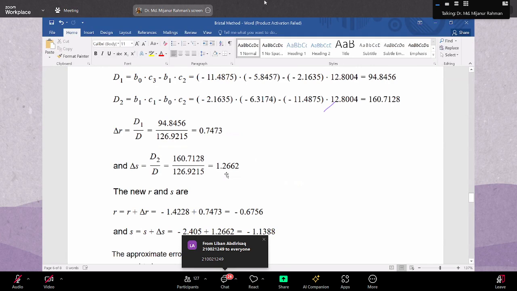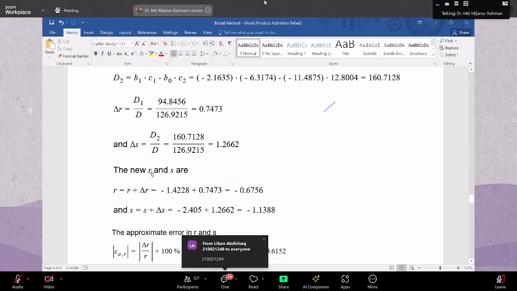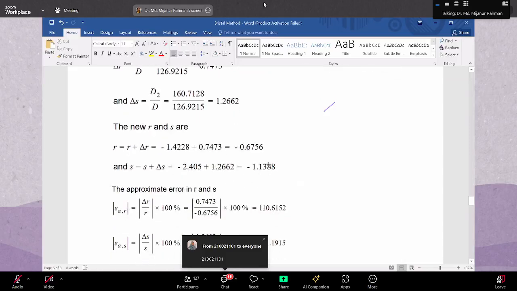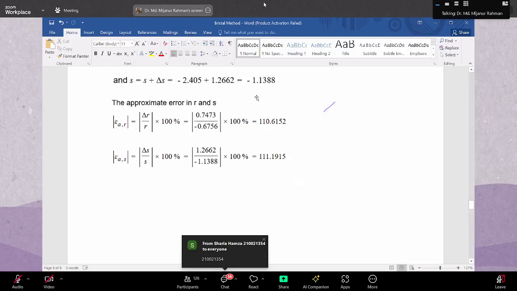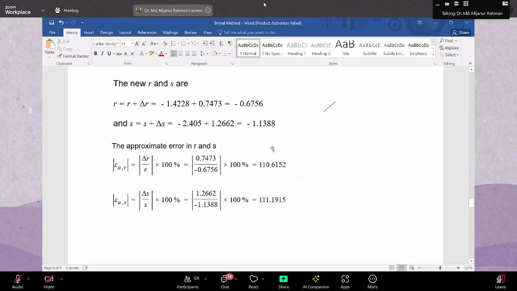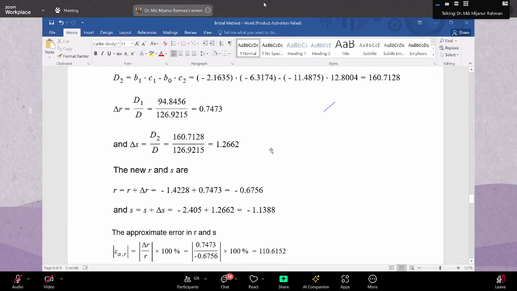So delta R and delta S. So our new value, previously we finalized the value of delta R and delta S minus 1.4228. Now we get delta R 0.7473. So our value become minus 0.6756 and S become this minus 1.1388. If we check the approximate error, again we get the percentage error more than 100. So again we have to go for next iteration.